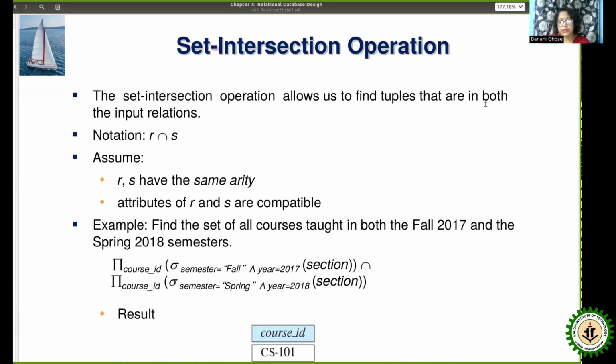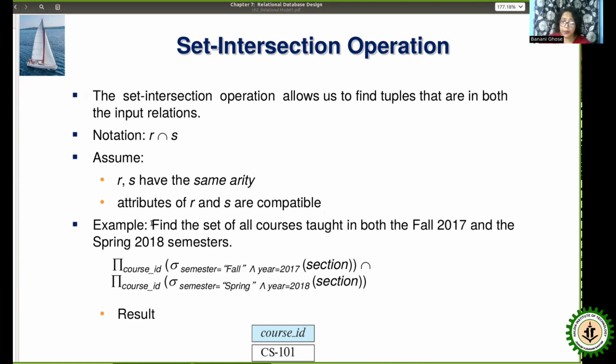Now we are coming to the set intersection operation. What is the intersection operation? It is represented by this notation, R intersection S, where R and S are two separate tables with the same arity. Same arity means the number of attributes are the same and the attributes of R and S are also compatible. These are the two conditions which must be fulfilled to have these set-related operations.